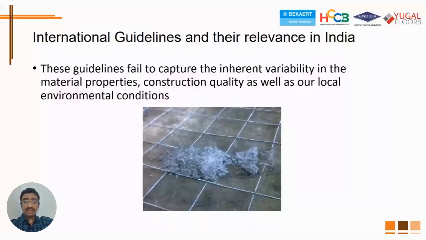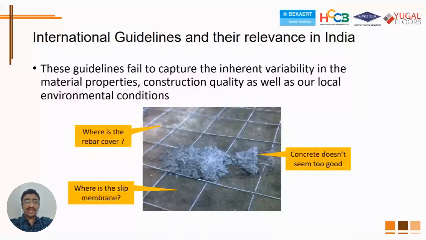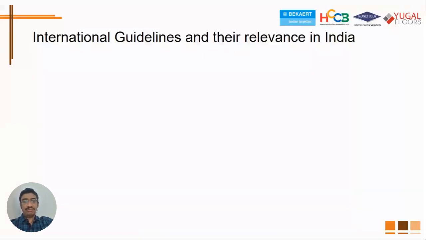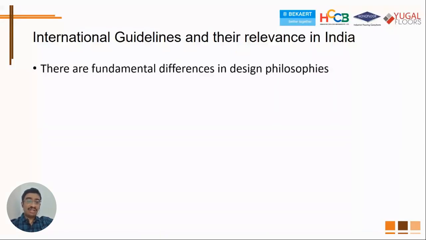For example, in a typical project like this on a grade slab, where is the rebar cover? Where is a slip membrane? Do I have a slip membrane? And the concrete itself doesn't seem too good. It looks very harsh. So these are the real scenarios that we have faced in our sites. And how do these guidelines address these issues in terms of reliability of the design itself? And if you look at it, fundamental differences do exist in design philosophies vis-a-vis our traditional methods of design.